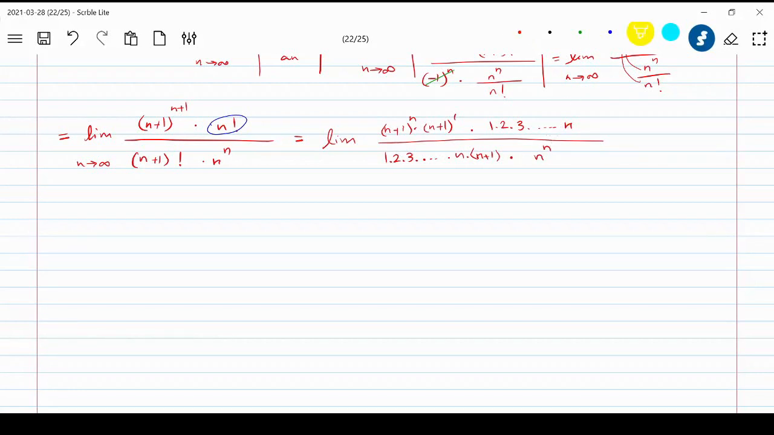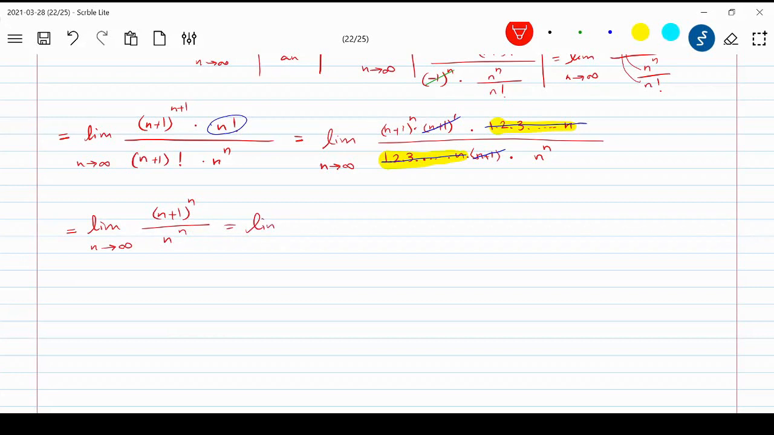As I said, here's the good news. These terms are exactly here, so I can cancel them out. So this will cancel out with that. For those of you who haven't seen factorial, maybe this is an issue. So here n plus 1 will cancel out with that n plus 1. That's why I separated them. So at the end of all this, what is left is the limit as n approaches infinity of (n plus 1)^n divided by n^n. And just to refresh your mind, you can write this as (n plus 1 divided by n)^n as n approaches infinity.